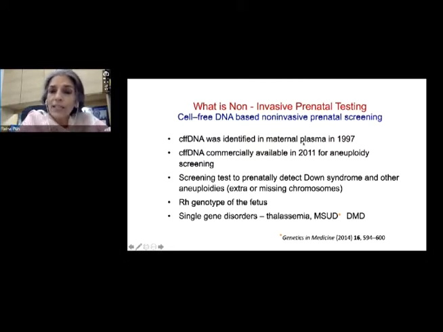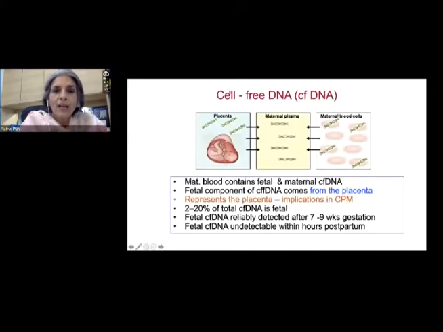Now, we come to non-invasive prenatal testing, which is essentially cell-free fetal DNA that is present in the maternal plasma. It was identified way back in 1997 and became commercially available in 2011 with aneuploidy screening. Before that, we were also able to do the Rh genotype of the fetus, where you have an Rh negative mother and an Rh positive father.